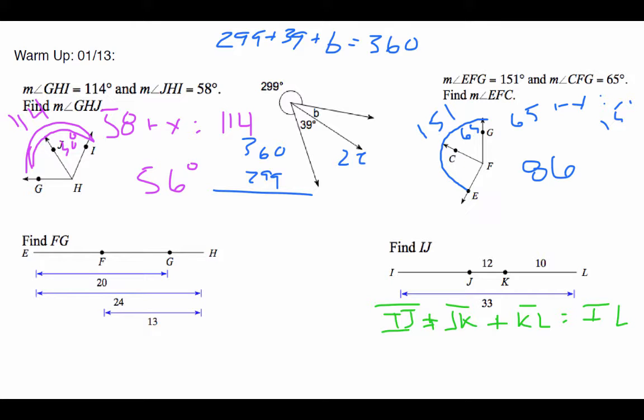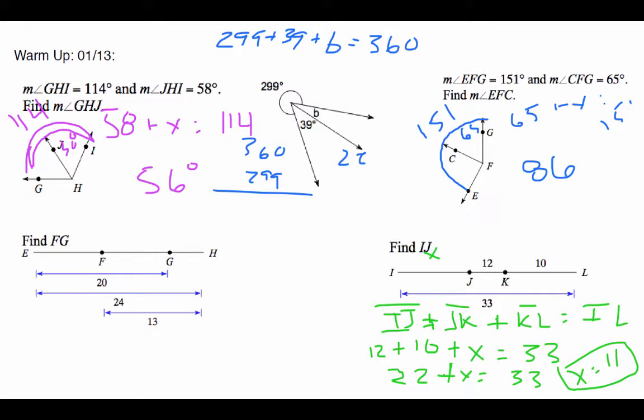For our purposes, it would be 12 plus 10 plus our unknown x equals 33. So 22 plus x equals 33. Sorry about that, the stylus isn't working very well today. Subtract 22, you get x equals 11 as your answer there.